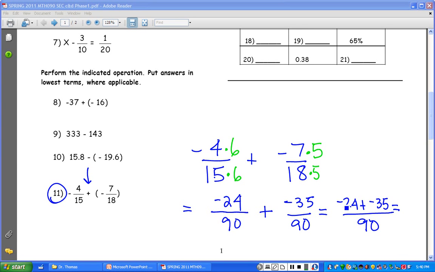Since we have the same signs here, we add, and we keep the sign. So 24 plus 35 is 59. And I always simplify, but there is no number that can go in both 59 and 90 at the same time. So the answer is negative 59 over 90.